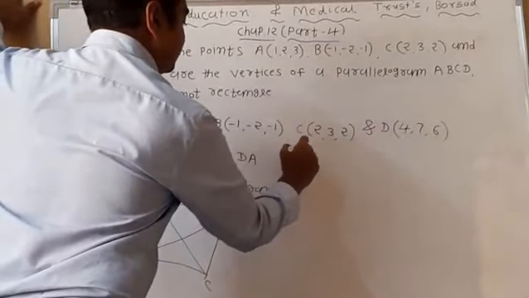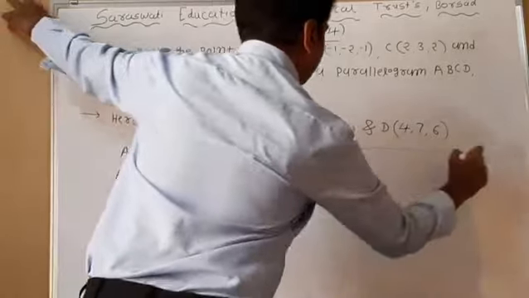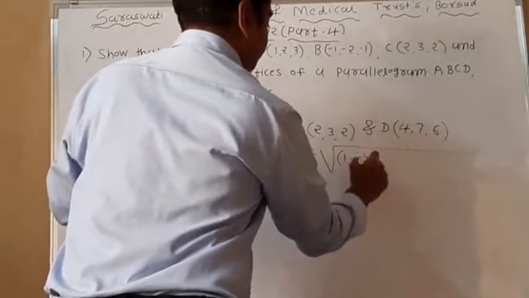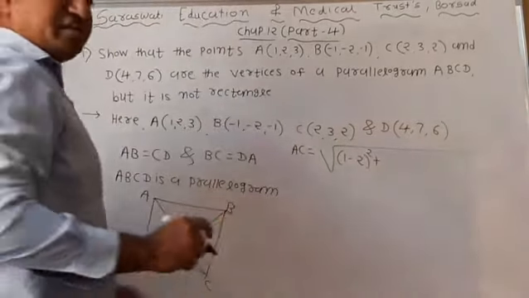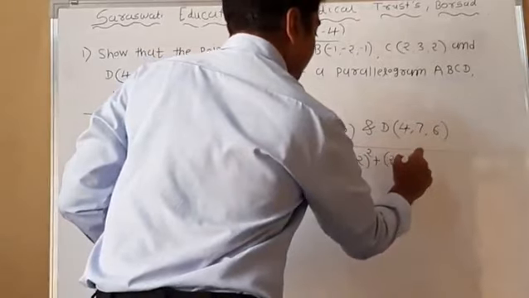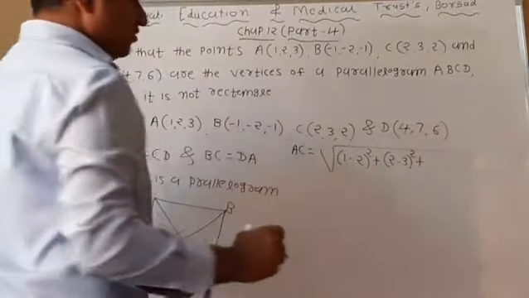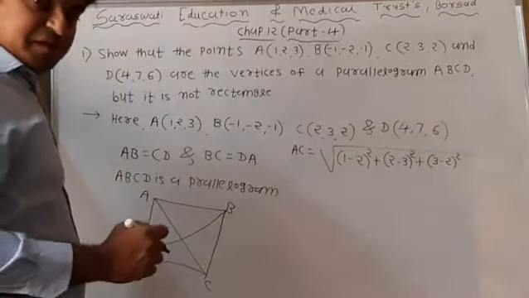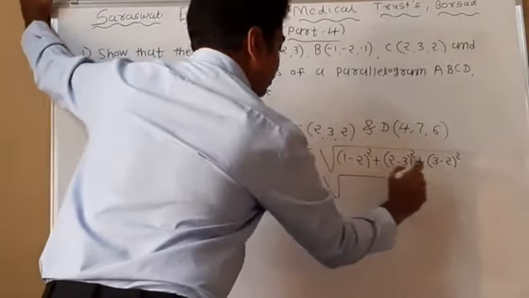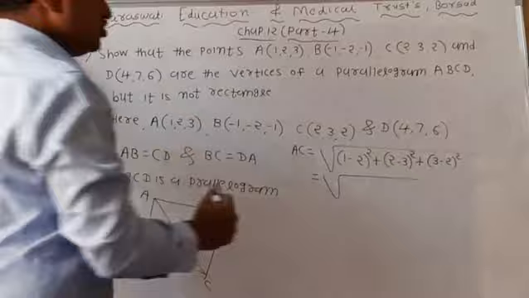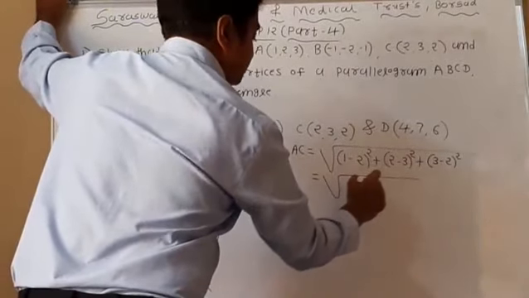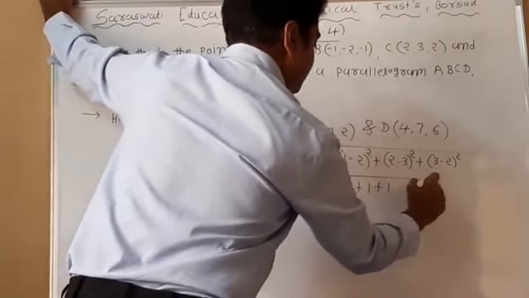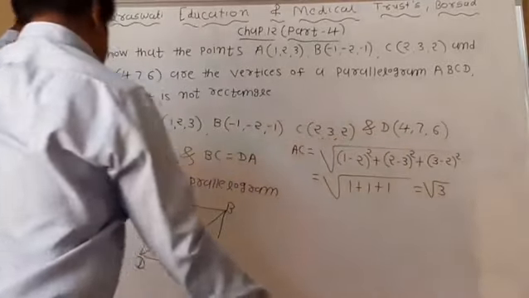So therefore AC is equal to under root (1 minus 2) whole square plus (2 minus 3) whole square plus (3 minus 2) whole square. Now simplify this term. So 1 minus 2 is minus 1, whole square means 1. 2 minus 3 gives 1, and 3 minus 2 also 1. So AC is equal to, here we get under root 3.